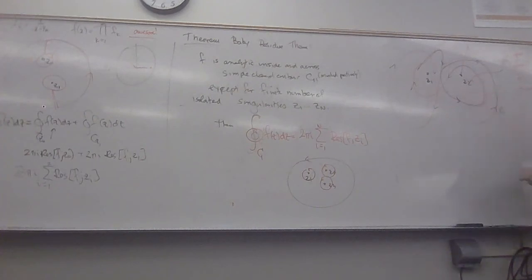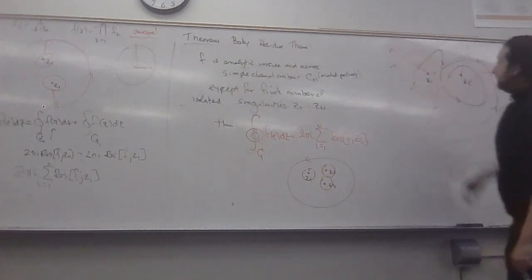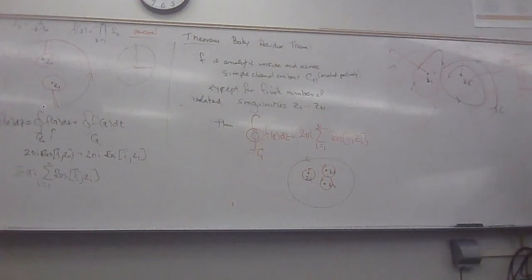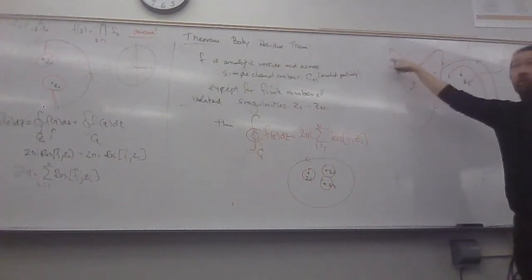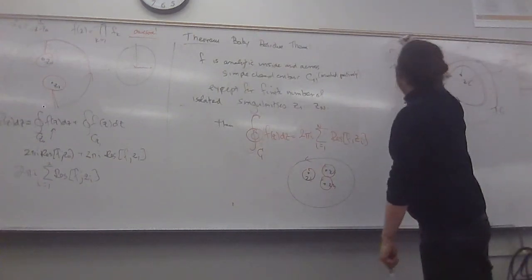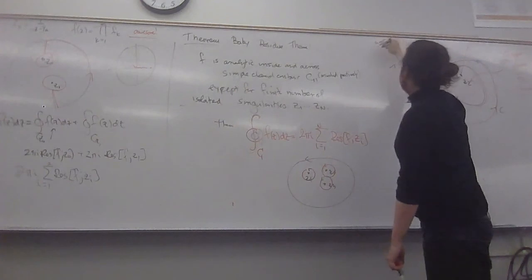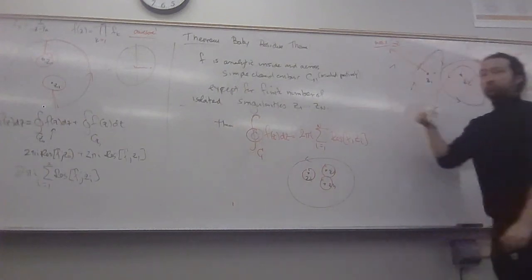This point, it wraps around twice but in the wrong way. So here we're going clockwise around Z1. I picked a ray, I counted the number of times it went through. Around this one, the index or winding number is minus two because it wraps through twice but in the backwards direction.